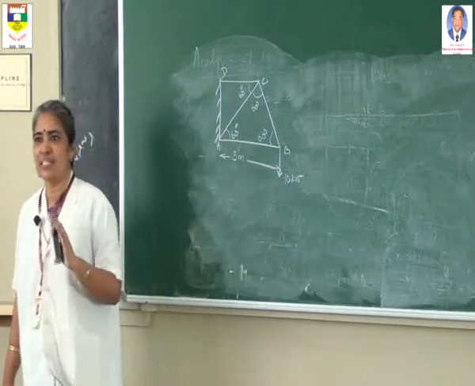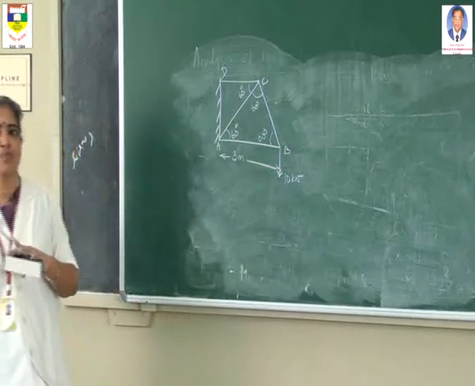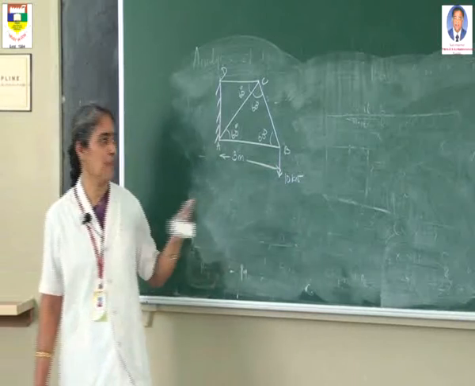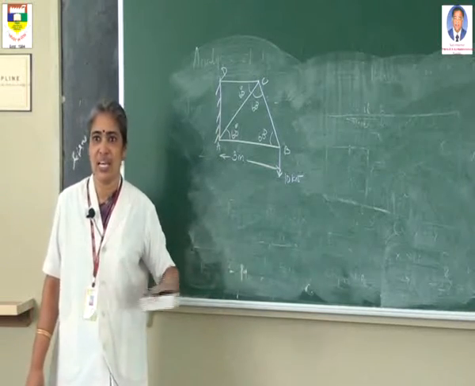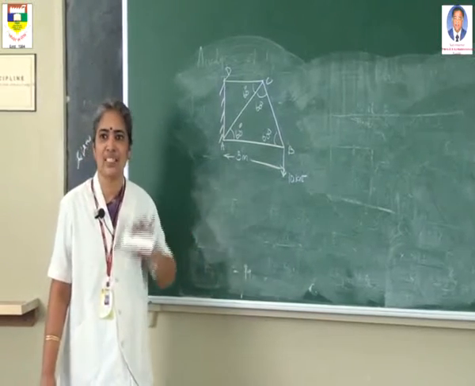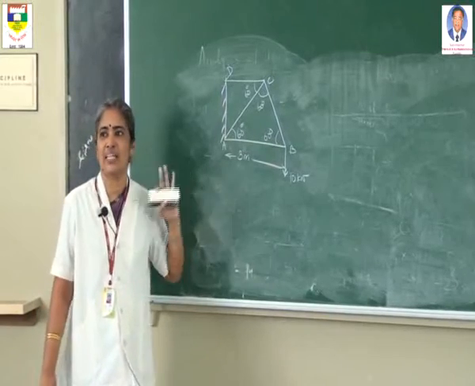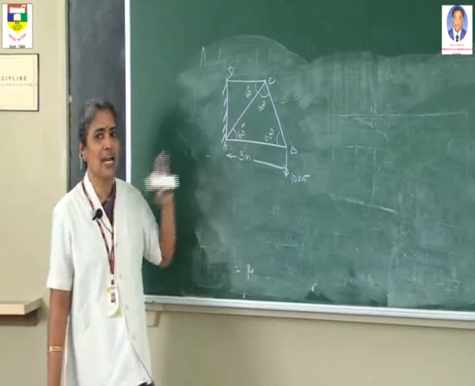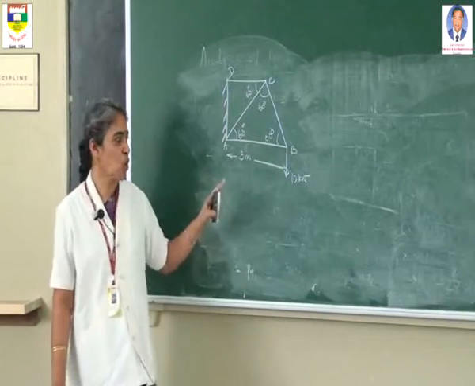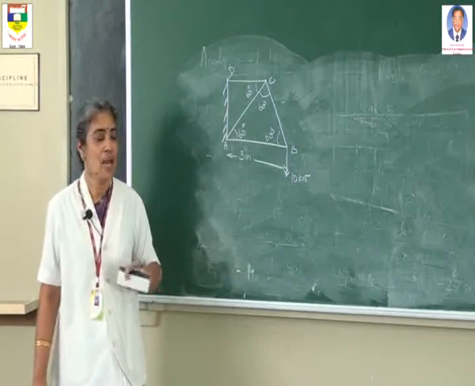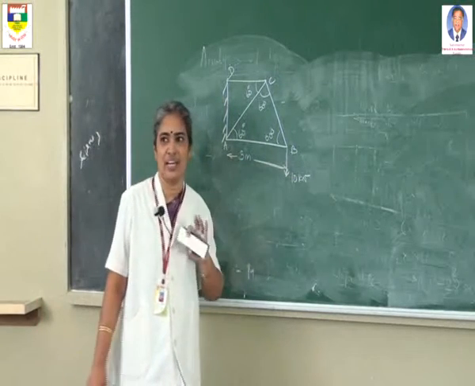And I have already explained in the simply supported truss, there are two steps followed in the analysis. The first step is calculation of reaction components. Second step is calculation of member forces. But in the analysis of cantilever truss, there is no need to find the reaction components, but we have to start from the free end.